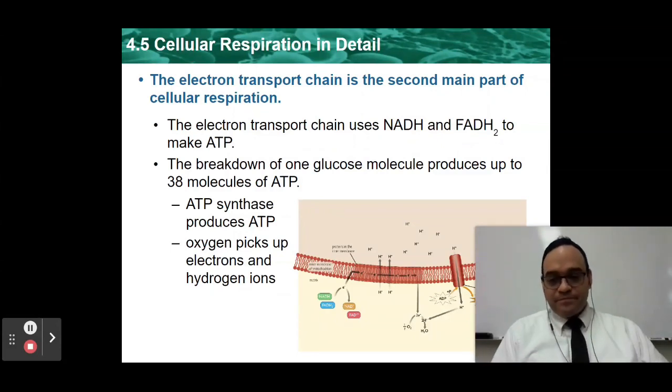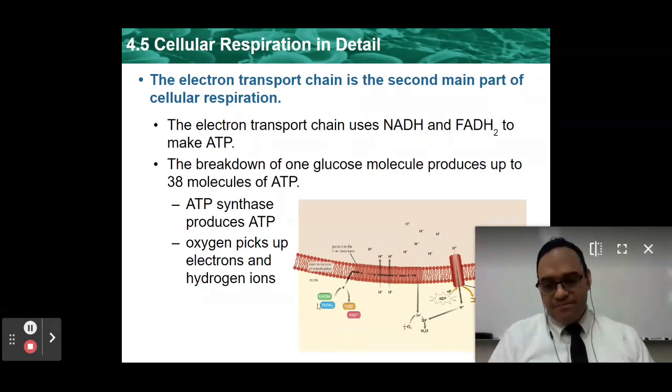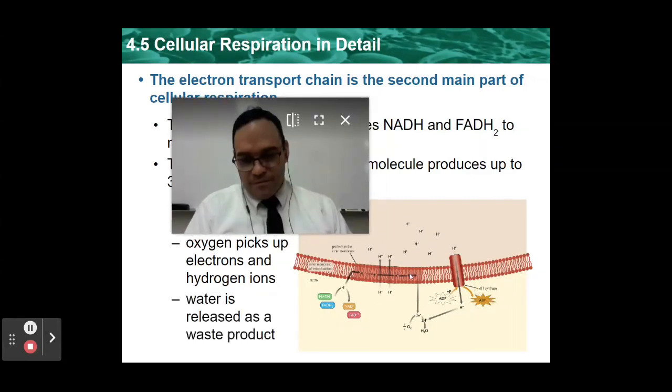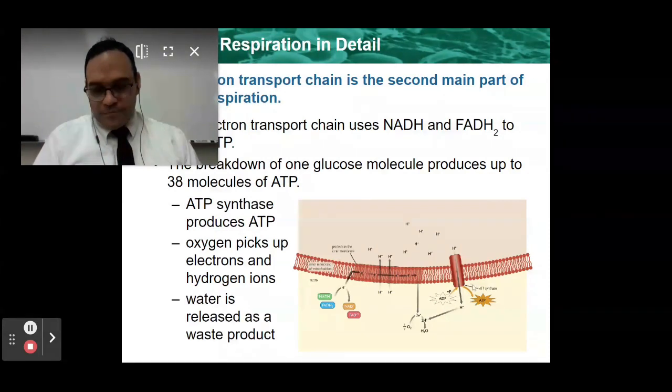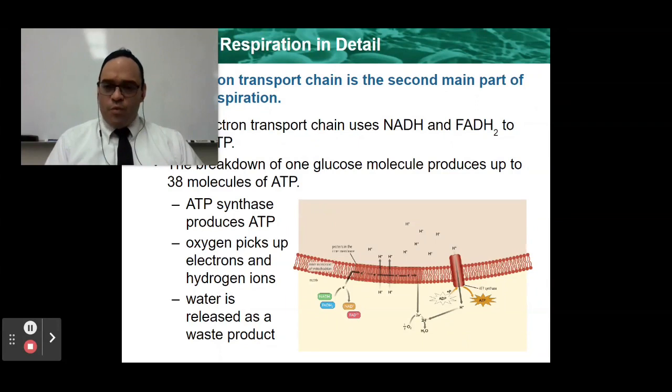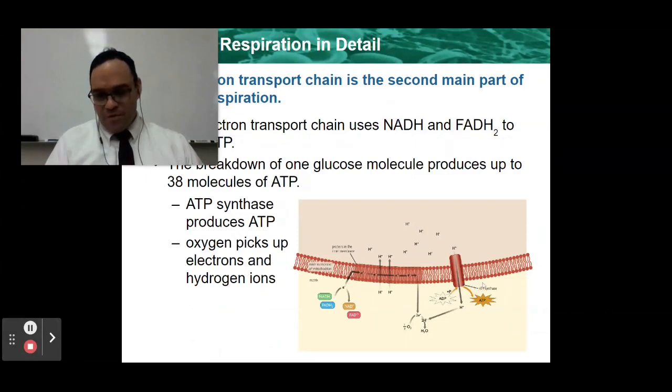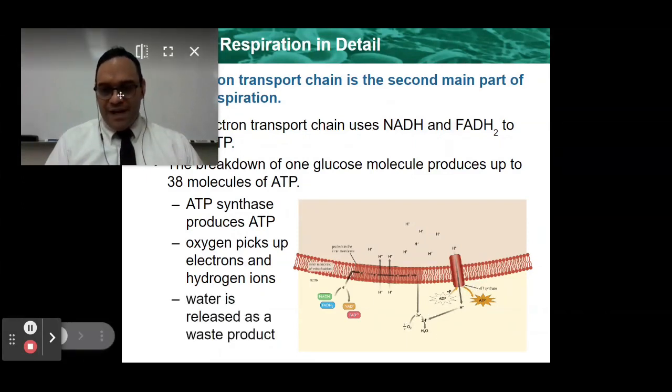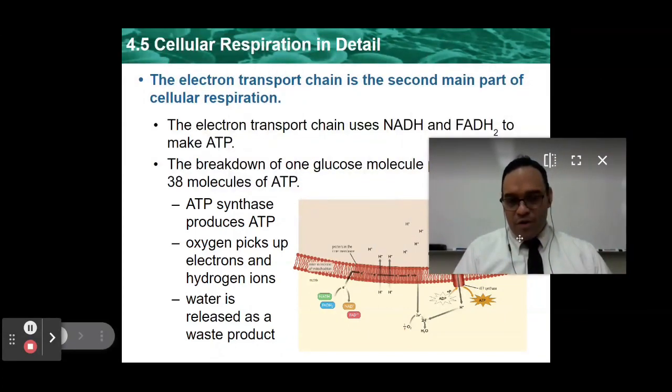Oxygen then picks up the electrons and the hydrogen ions to make water at the end. And then water is a waste product. Now, I sometimes get the question, well, if water is a waste product, why do we still need to drink water? Well, we don't make enough water to survive off of. So while plants make enough oxygen to survive off of, we don't make enough water. So we need more. And that's it for chapter 4, section 5.